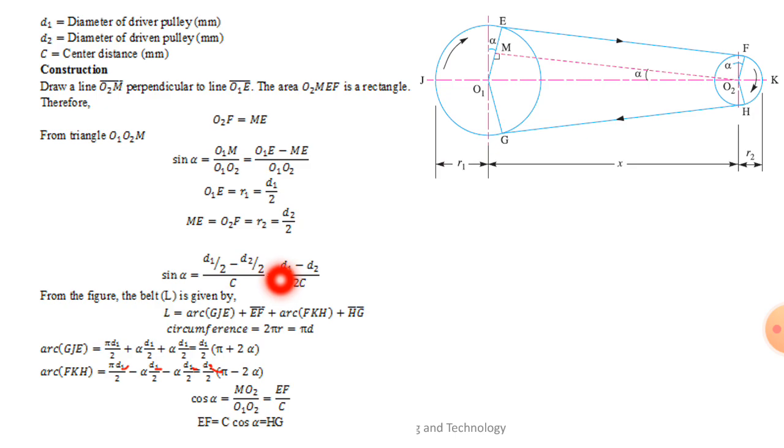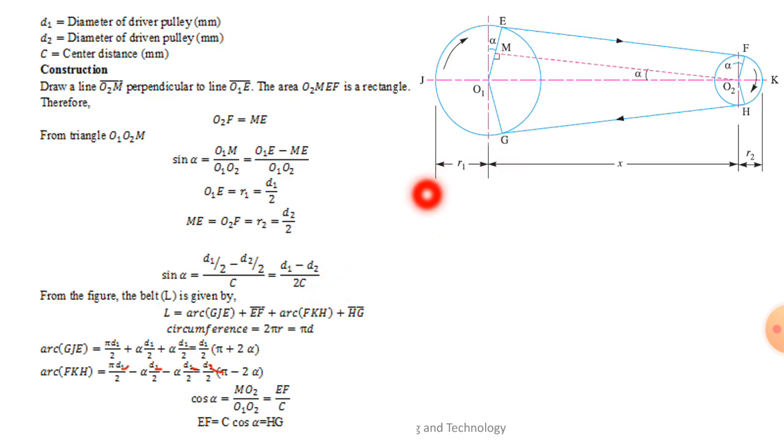ME is nothing but D2 by 2. ME is nothing but O2F. So O2F is nothing but D2 by 2 divided by O1O2. So O1O2 is nothing but C. So after simplifying, you will get sine alpha as (D1 minus D2) divided by 2C.